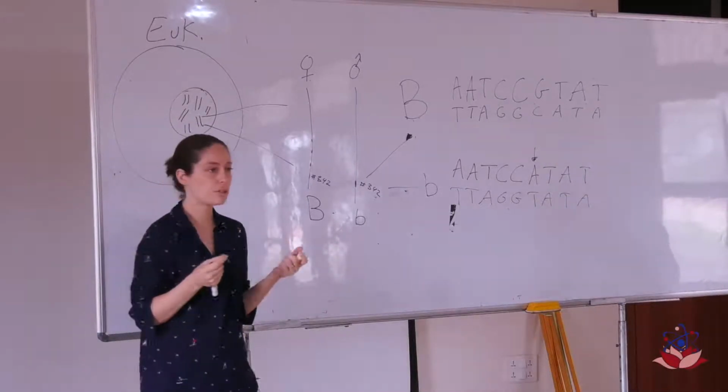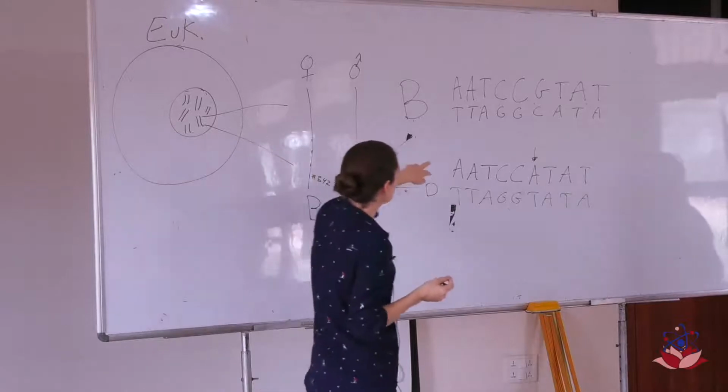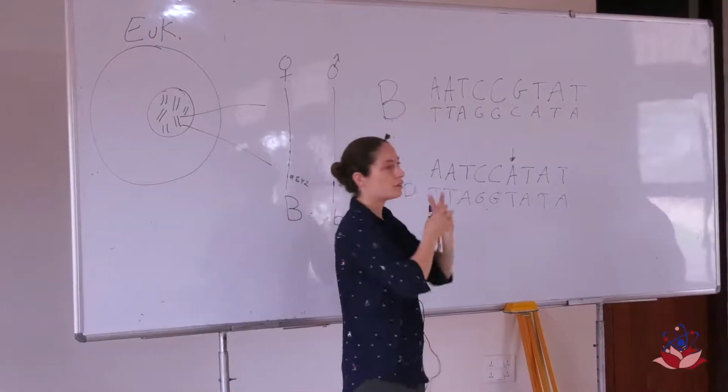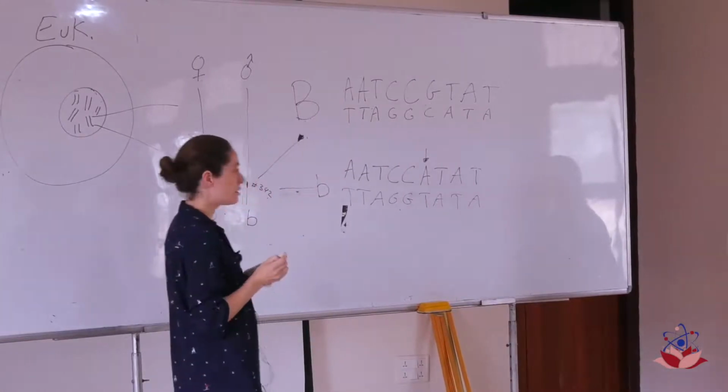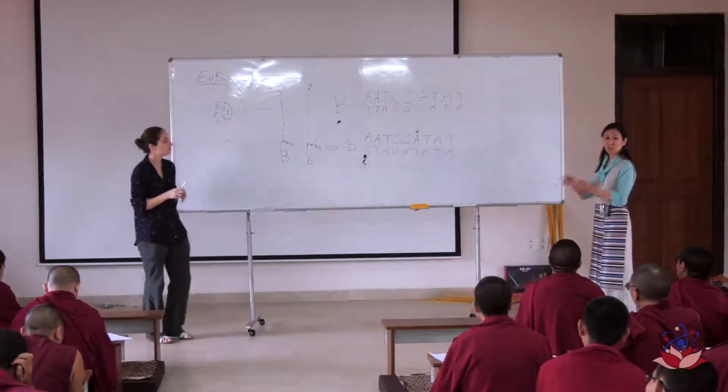So when we talk about different alleles of the same gene, their sequence is generally almost the same with just small differences to it.